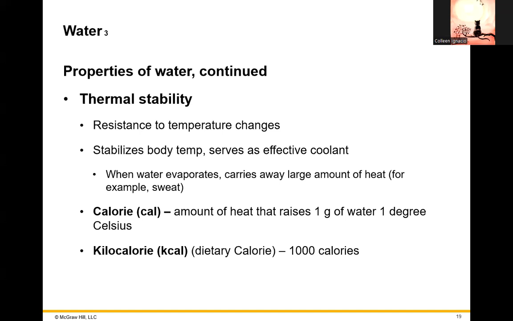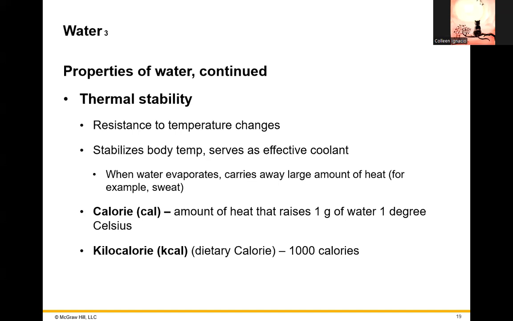Now, when we think about this thermal stability of water, it has a resistance to temperature changes, which is important because much of our body is made up of water. So this helps us to stabilize our body temperature, and it also serves as an effective coolant. When we become hot, our body will actually produce sweat, and that cools the body by a process called evaporative cooling.